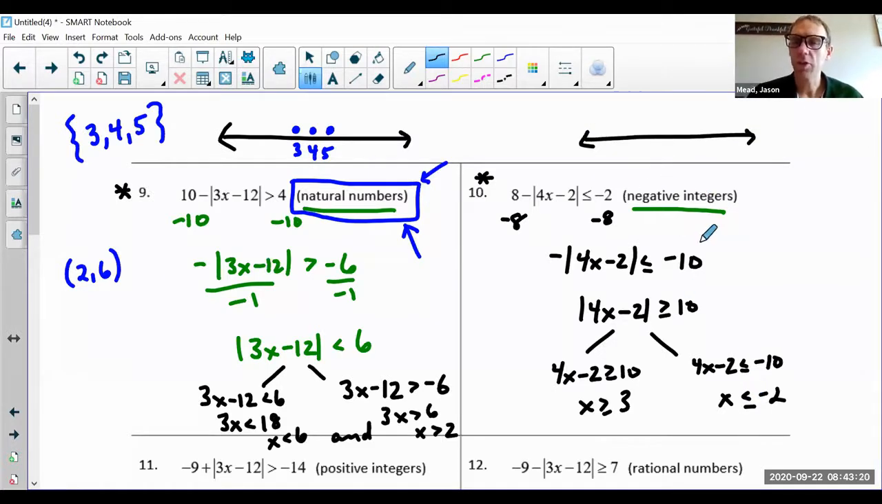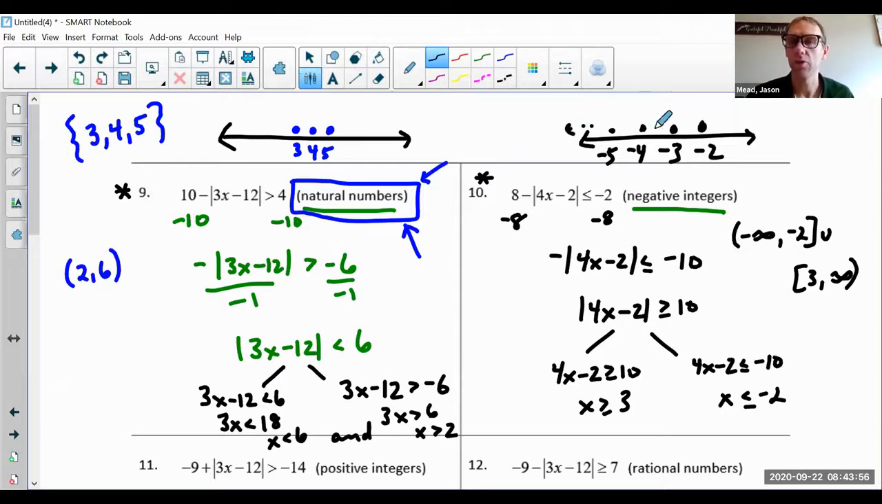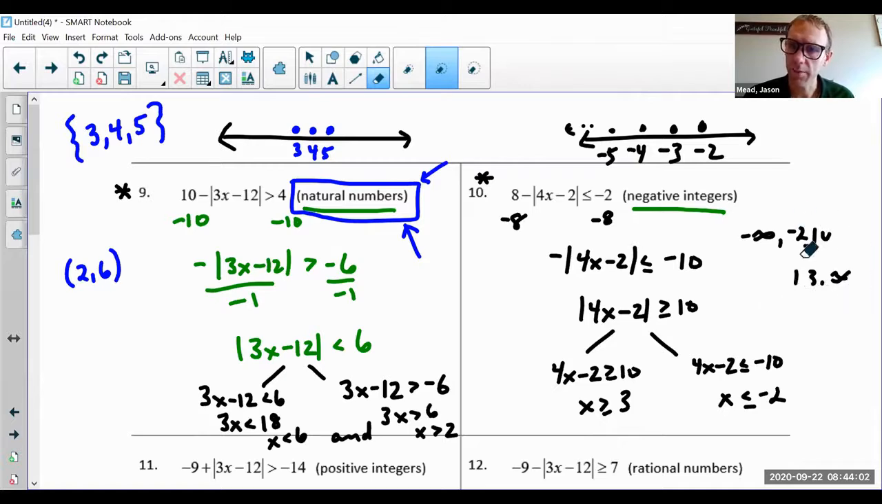So if there was no restriction, I would say it would be negative infinity to negative 2 union 3 to infinity. But I have a restriction. I can only have negative integers. So those are the negative counting numbers. If I look at the negative counting numbers, negative 2 is included in this because I have a less than or equal to sign. So negative 2 works, negative 3 works, negative 4 works, negative 5 works, and all the way to negative infinity. So how would I write that as a solution set?